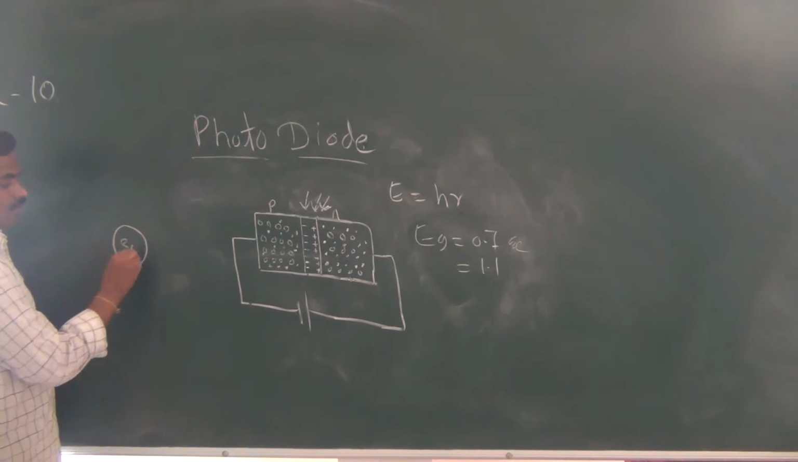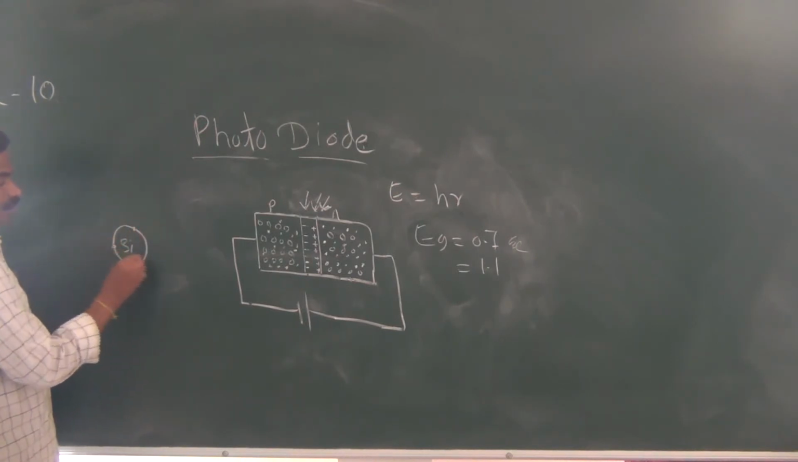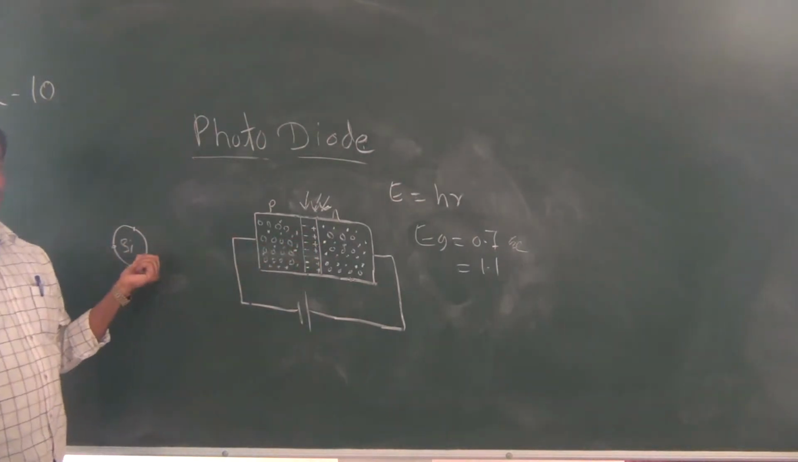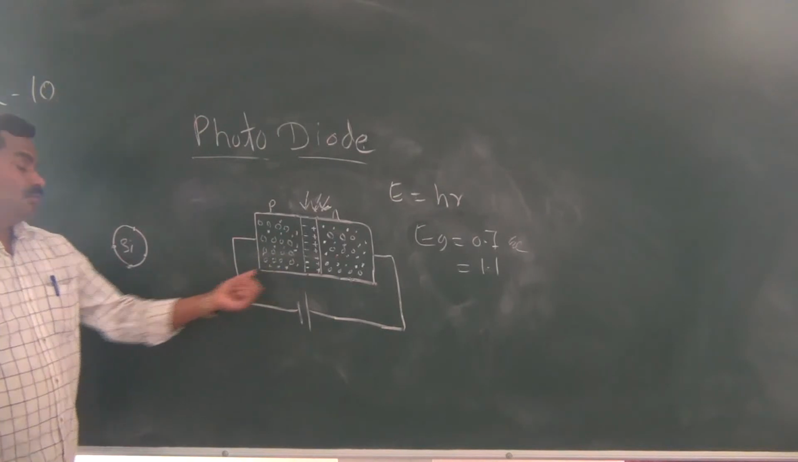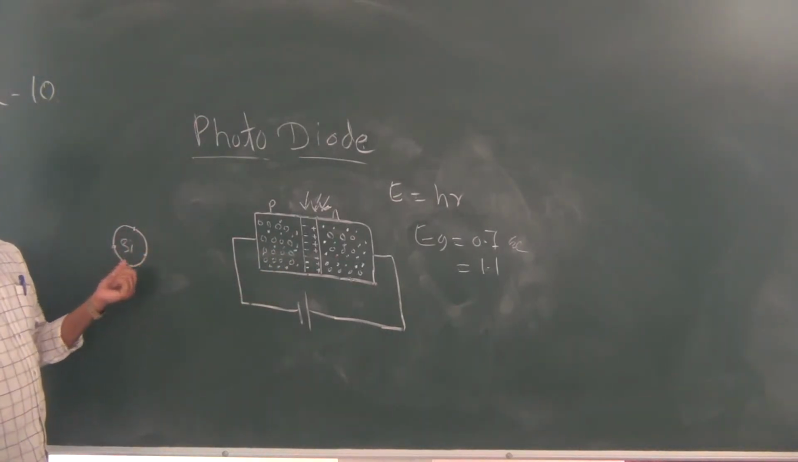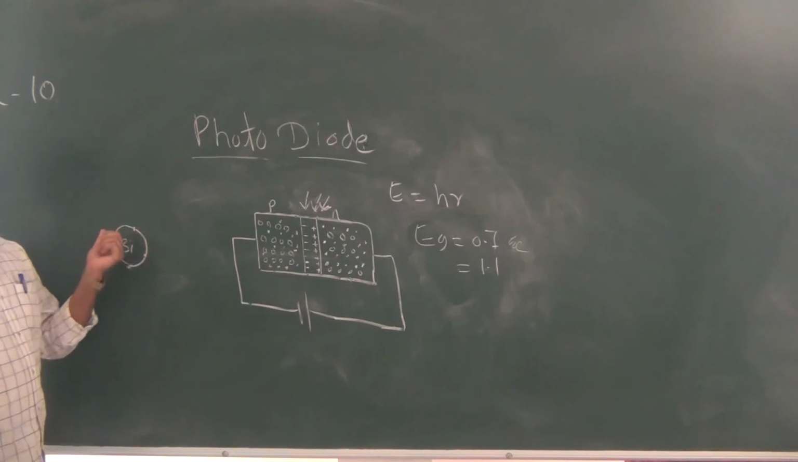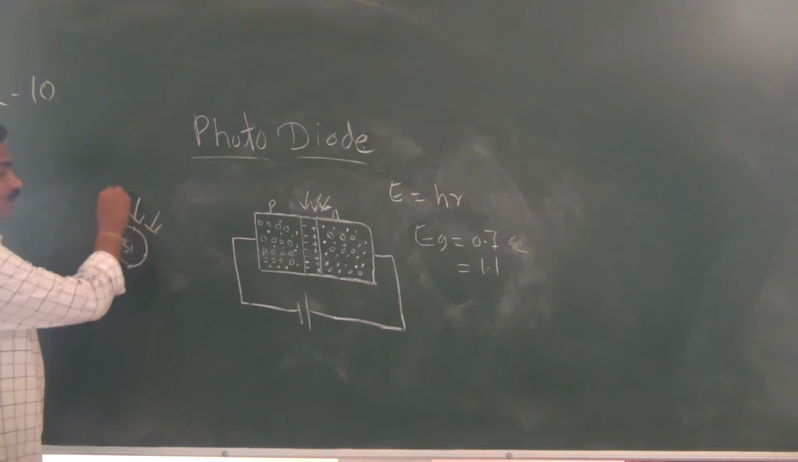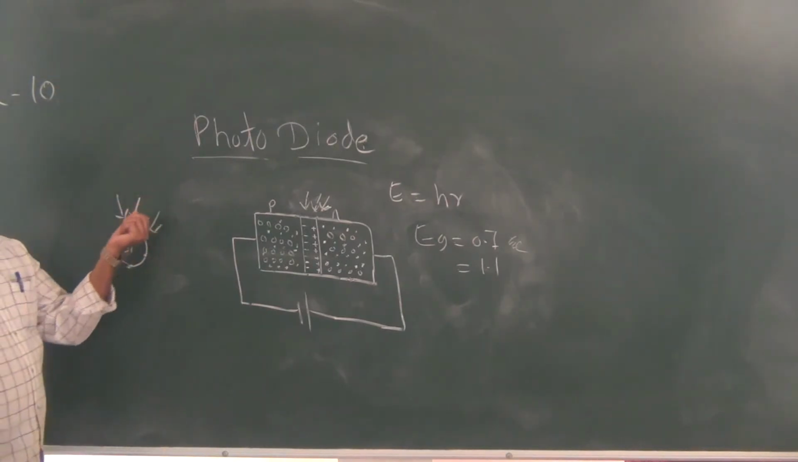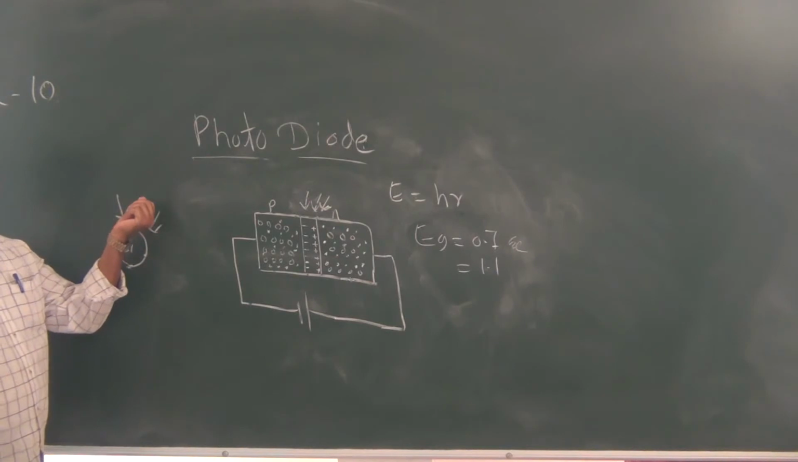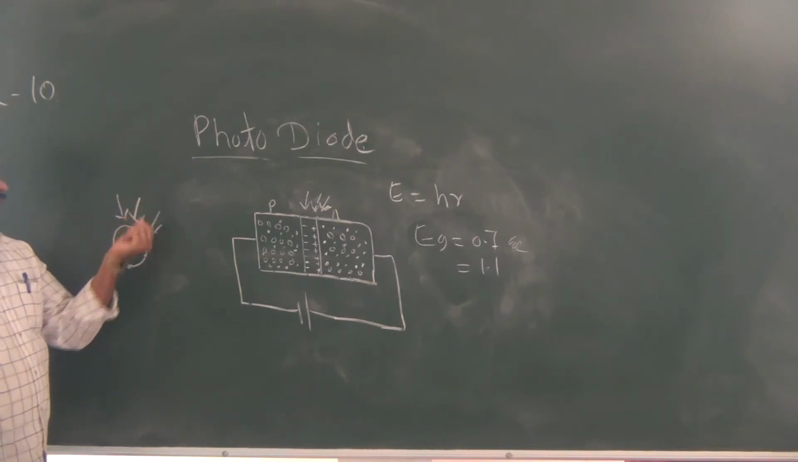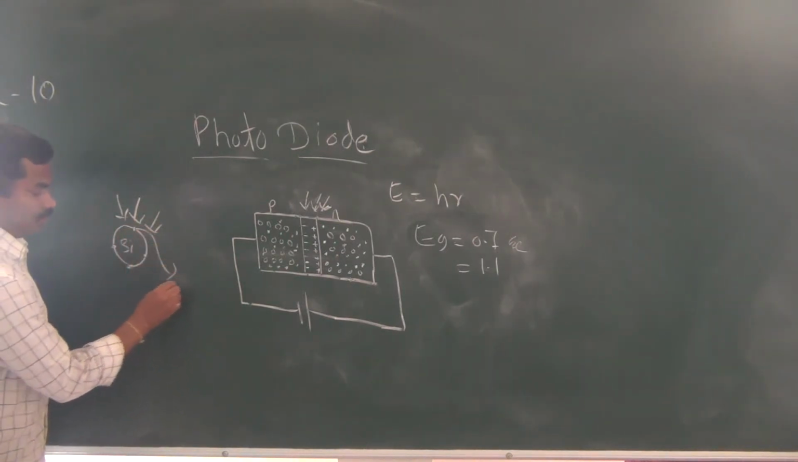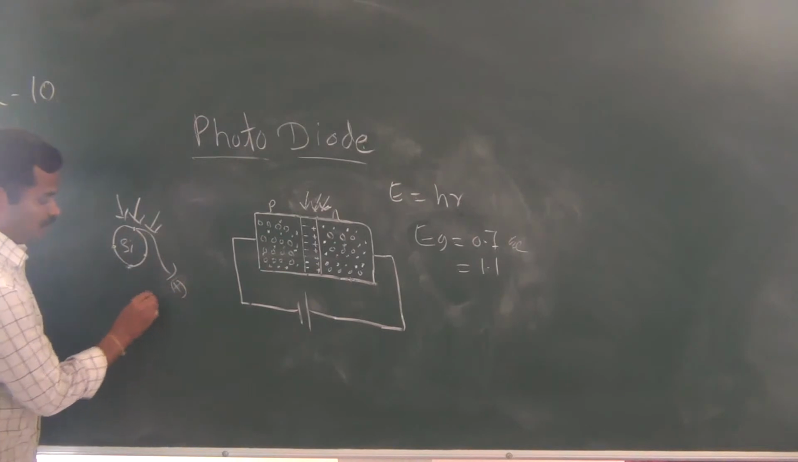Consider this atom. This is a silicon atom, and as usual, in the outer orbit you have the 4 valence electrons. In the silicon diode, the depletion layer has these atoms. Whenever light rays are incident on the atom, because of the high photon energy of the light, this electron will come outside. It becomes a free electron.